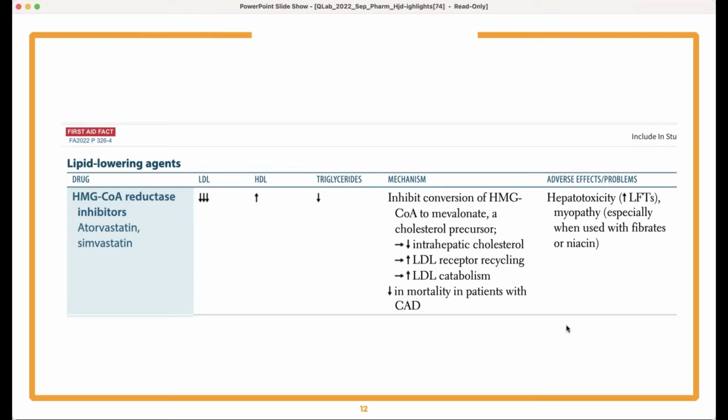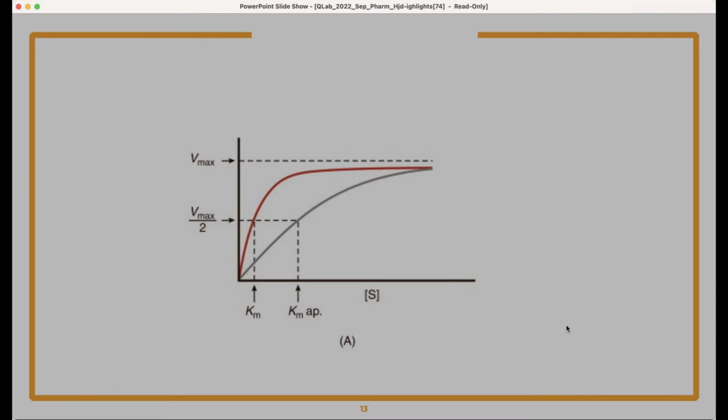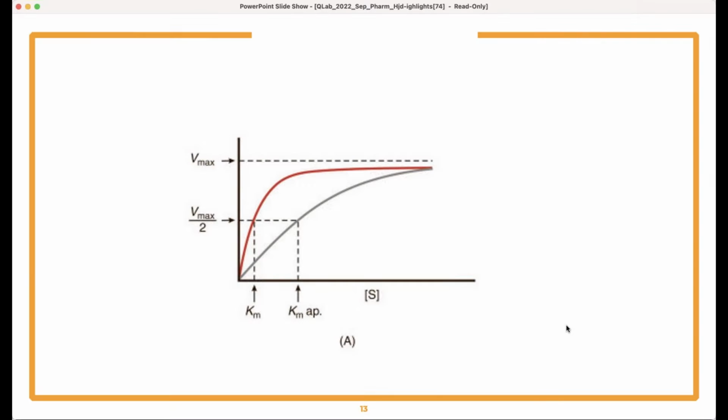it inhibits the conversion of HMG-CoA to mevalonate. It is an HMG-CoA reductase inhibitor. Okay, it is a reversible inhibitor. So if we take a look at the next slide, you can see an image of your Michaelis-Menten constant, as well as your Vmax, in terms of your pharmacokinetics curve, and what happens in the setting of a competitive inhibitor.